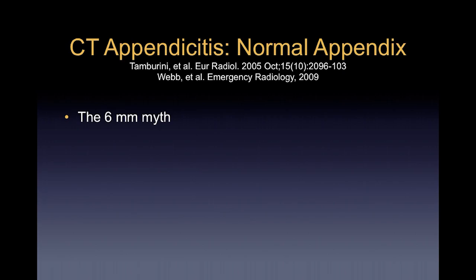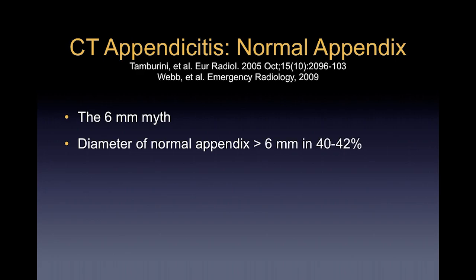This is sort of a number that has been ingrained in our collective consciousness, probably particularly so for people like myself that trained a little while ago, that if an appendix is larger than 6 millimeters, it is abnormal. And it's simply not true. That number comes to us from the ultrasound literature. It's probably sort of artificially low due to the graded compression that's used when examining the appendix with ultrasound. But at CT, the diameter of the normal appendix is greater than 6 millimeters in about 40% of cases. So a huge chunk, almost half of cases, it's going to be greater than 6 millimeters in normal patients.